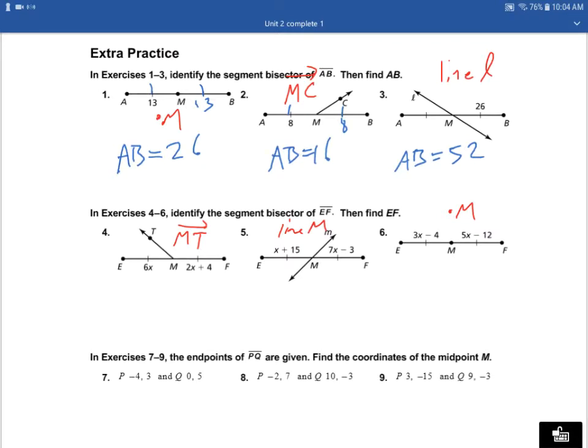So same thing here. On number 4, what do you know about these 2 segments? They're the same. So you have 6x equals 2x plus 4.